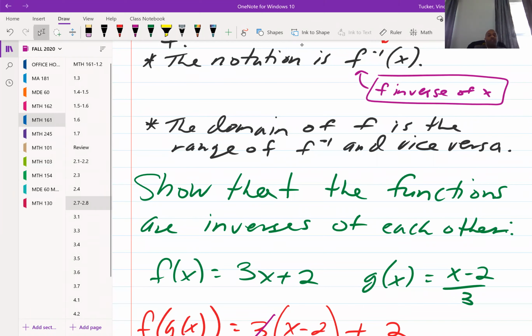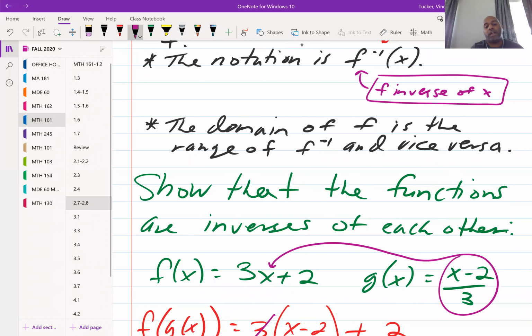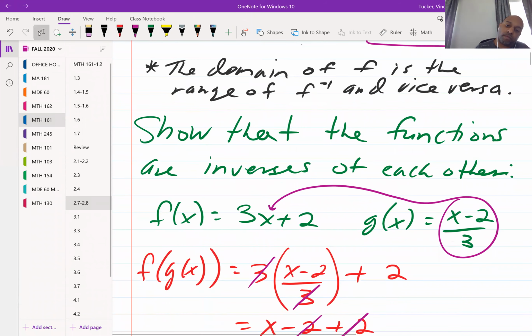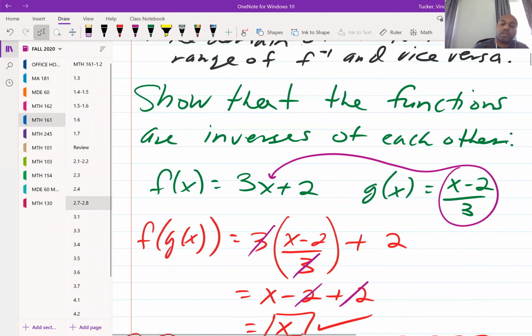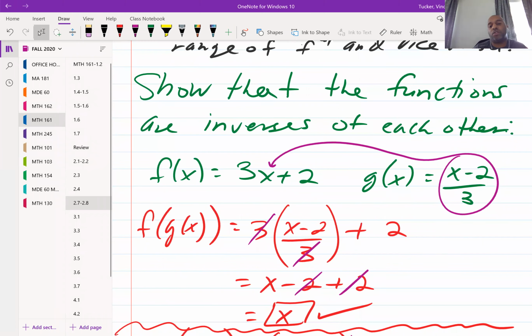So we want to show that the functions are inverses of each other. First thing I did was, we have f of x is equal to 3x plus 2, and g of x is equal to x minus 2 over 3. I took x minus 2 over 3 and plugged it into x of my f function. So that's 3 times x minus 2 over 3, plus 2. Those 3's cancel, leaving you with x minus 2 plus 2. The 2's cancel and leave you with just x.